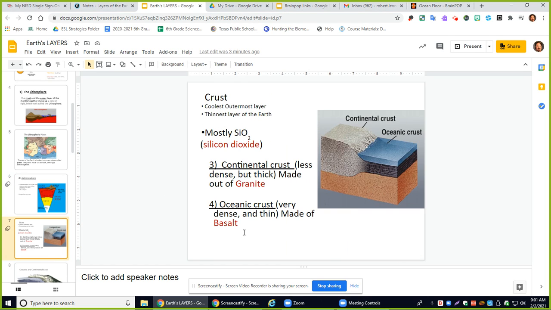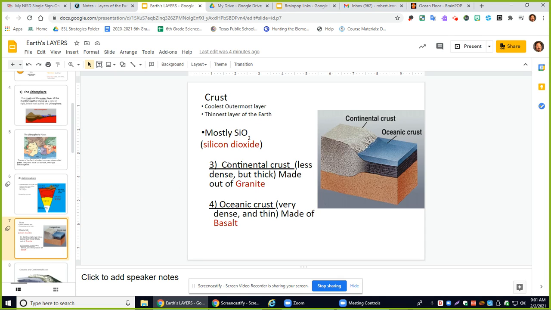Then we have the crust. The crust is the coolest, outermost layer. It is the thinnest layer of the Earth. It's made out of mostly silicon dioxide. It's divided into two parts. The continental crust, which is less dense but very thick, is made out of granite. And then we have oceanic crust, which is very dense and thin, and it's made out of basalt.